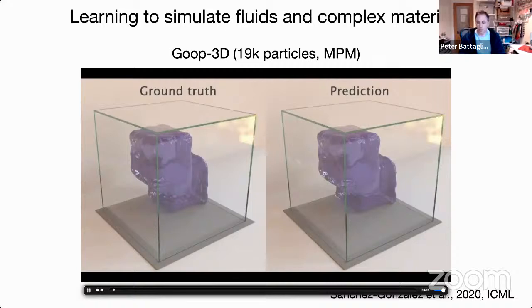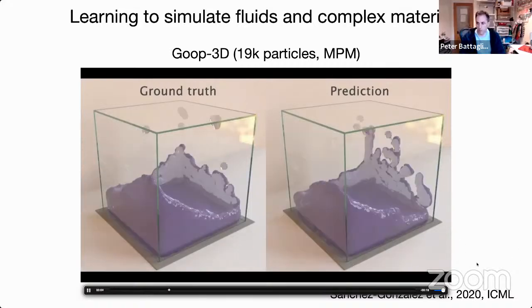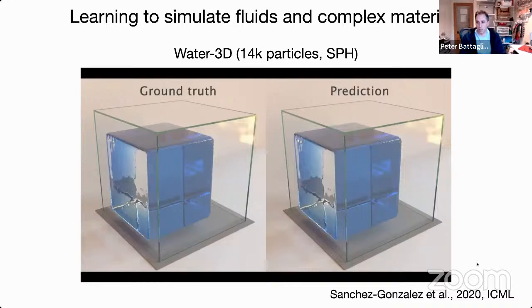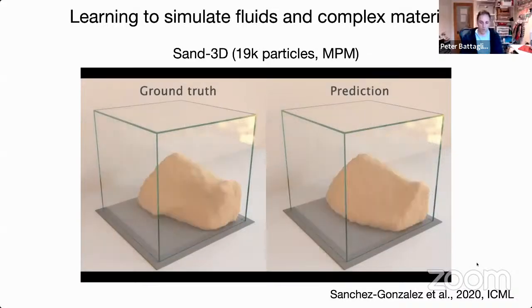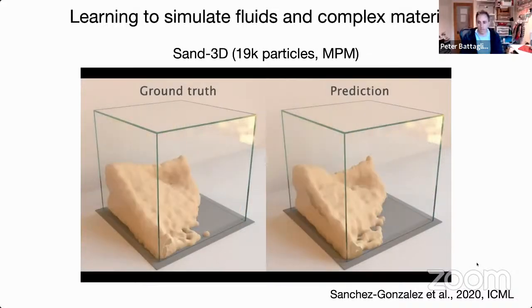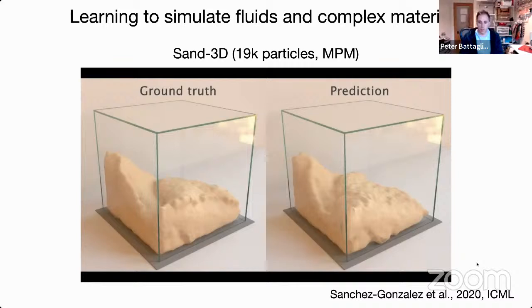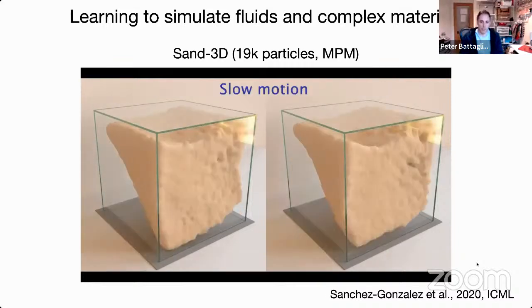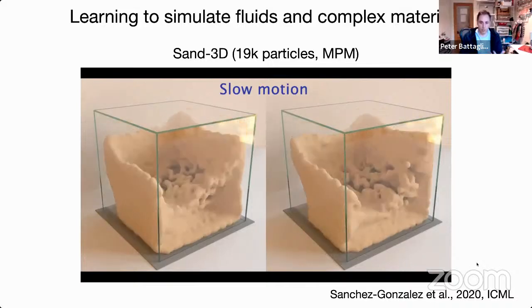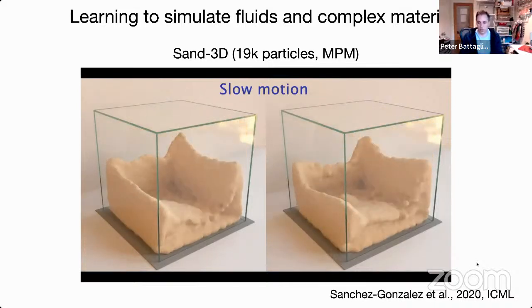These are also generated by different simulators. I think the first one was SPH, smooth particle hydrodynamics, and these other ones were a completely different simulation and completely different technology, like material point methods. Because both simulators operate on particle-based representations, this makes them applicable to using our method to train.